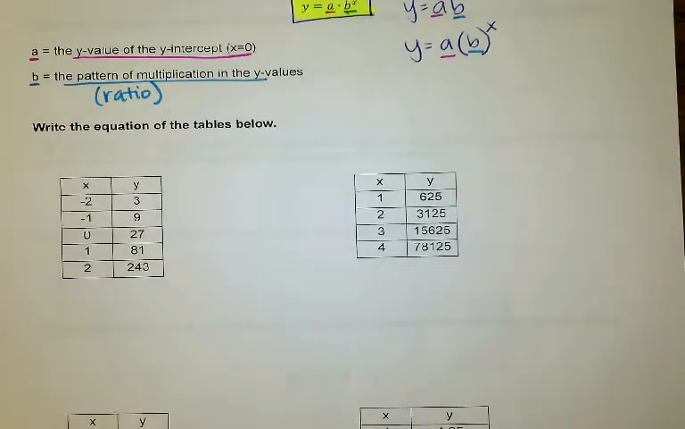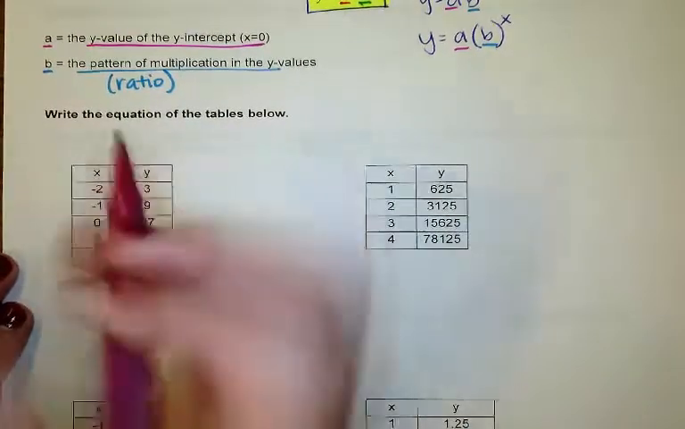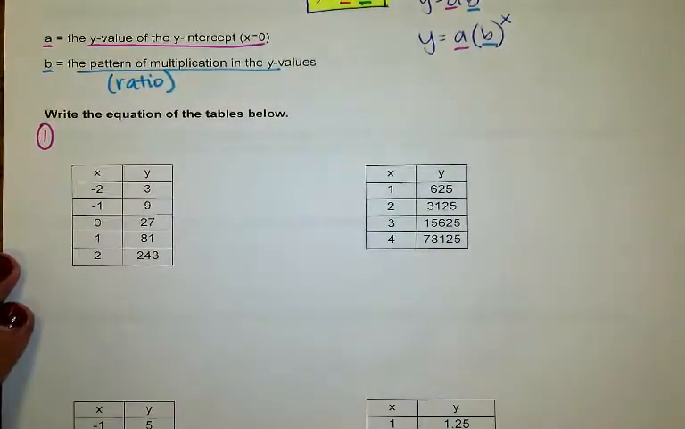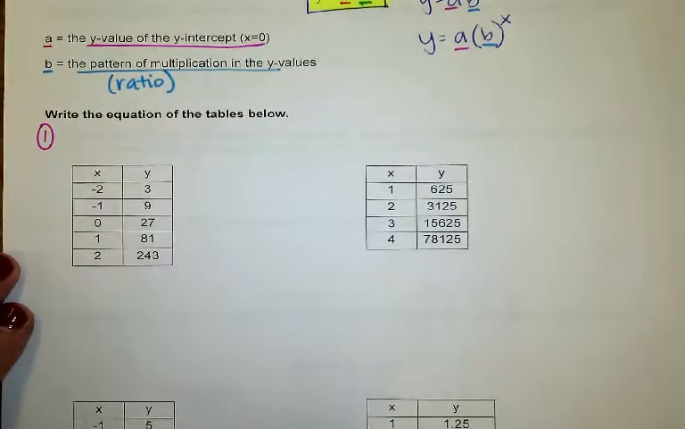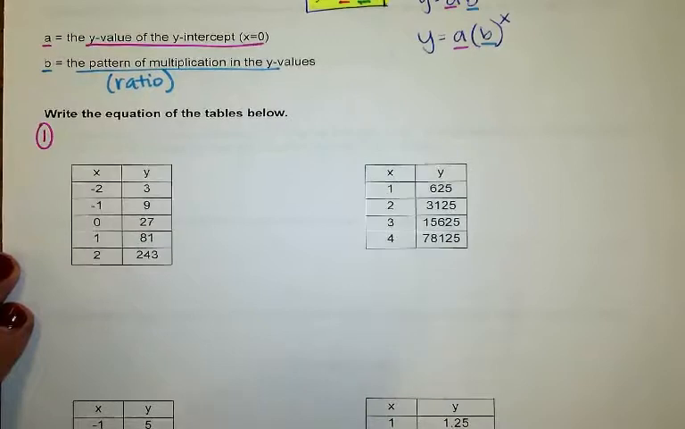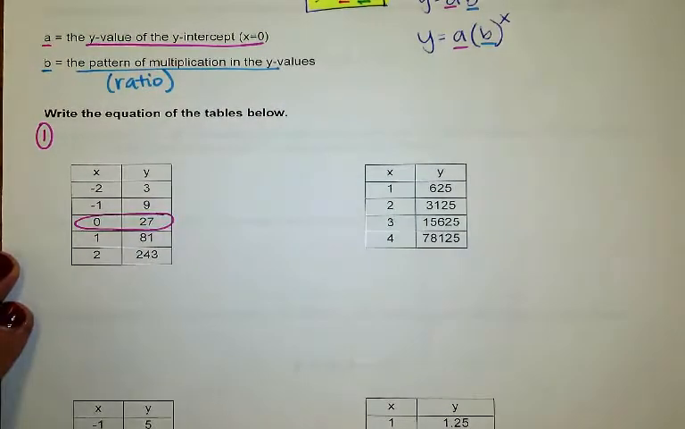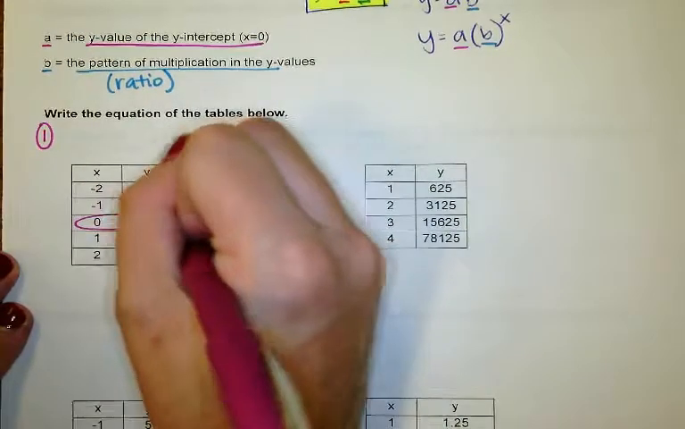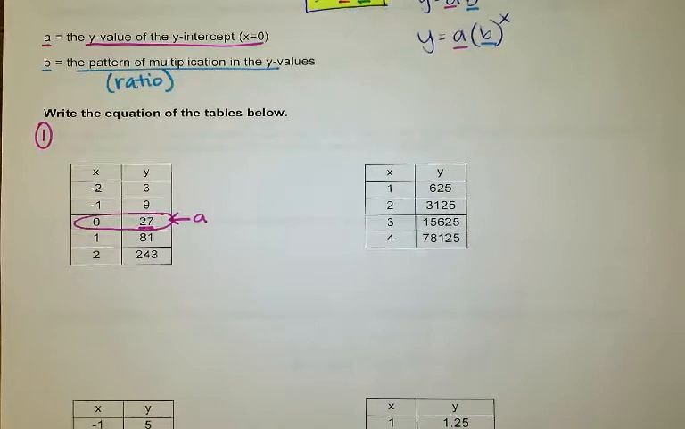So in this particular problem, let's look at our table. Now, for some reason, I forgot to number them. I apologize. So I'm just going to do it right now. This is number 1. Number 1, what is my a value? We look at the table. We want to find when x is equal to 0. So what is a equal to, y'all? 27. So my a is equal to 27.